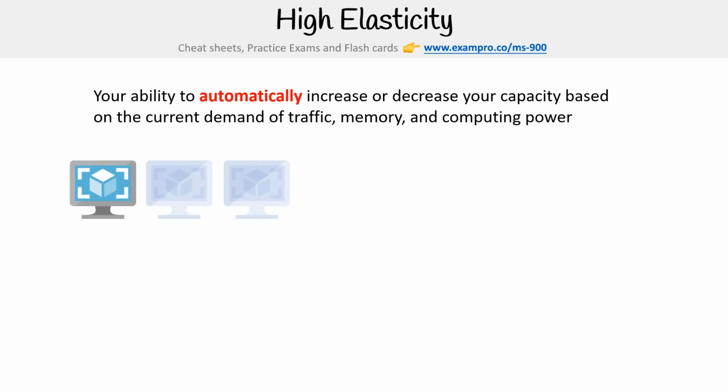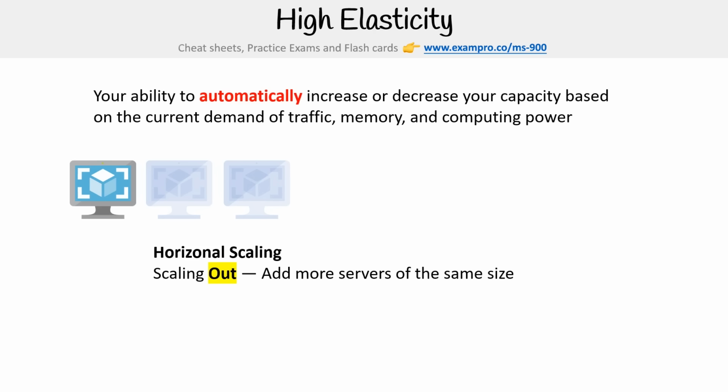So the way we would do that is that we would have a virtual machine or server, and if we needed more servers, we would add more servers. And if we needed fewer servers, we would remove servers that are not being used. And so this is going to be accomplished using horizontal scaling. So when we say we're scaling out, this means we're adding more servers of the same size. When we're scaling in, this means we're removing servers of the same size.